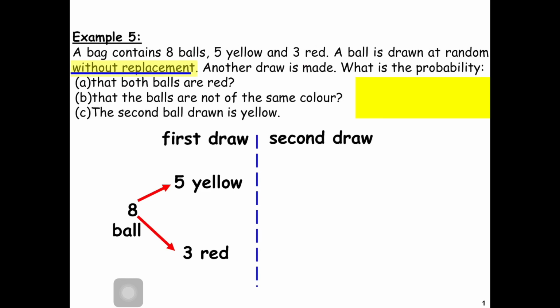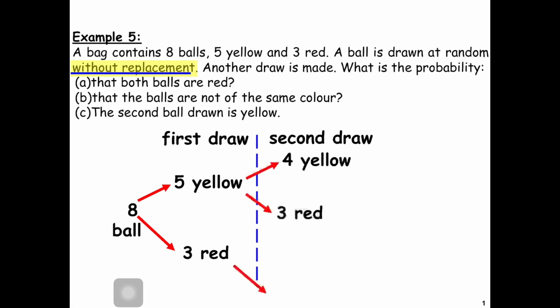For the second draw, without replacement, the number of balls will be reduced by 1. So it means that if in the first draw you take one yellow ball out of the 5 yellow balls inside the bag, for the second draw the number of yellow balls remaining is 4. And because the ball you took in the first draw is yellow, the number of red balls remaining inside the bag for the second draw is still 3.